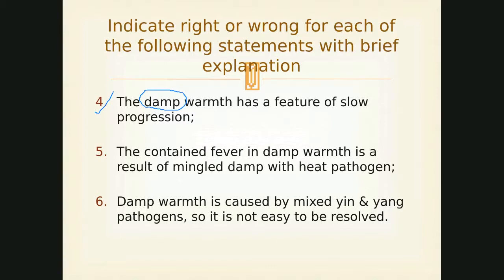Thank you. Number 5, the content: damp warmth is the result of damp mingled with heat pathogen. So this basically answers number 4. Number 6: damp warmth is caused by mixed yin and yang pathogens, so it is very easy to be resolved. So it is not easy to be resolved. This is correct. It's very hard to be resolved. Sorry, it's not easy, that's correct.